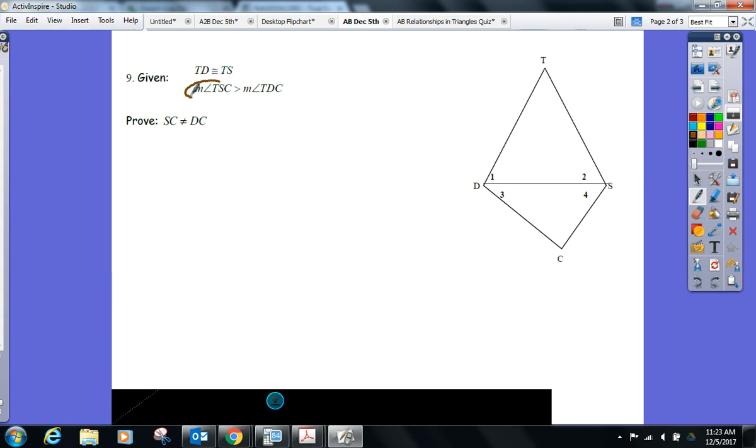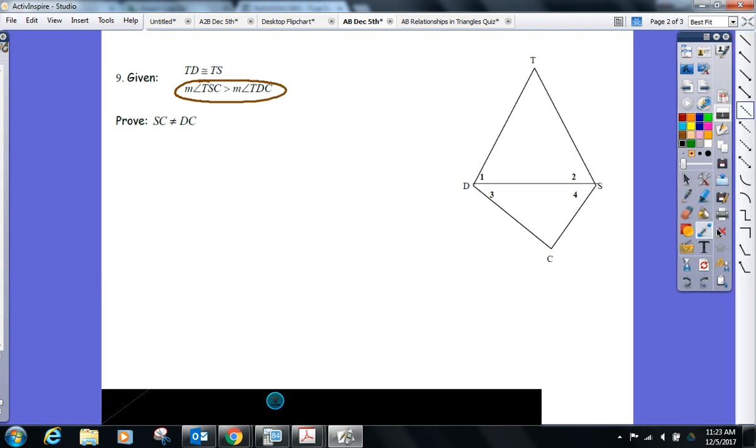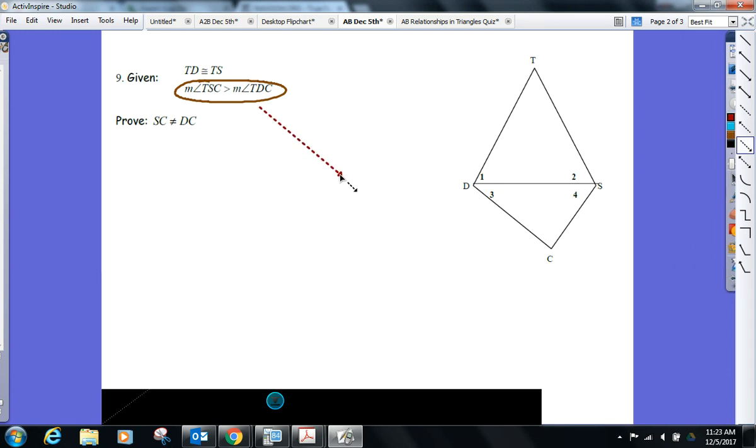Angle TSC is bigger than... Okay, he's absolutely correct. I just wanted to go over this one with you because I want you to know how you're going to contradict it. How would you contradict saying that this angle is bigger than the other one? A lot of people say, oh, just show it less than. I don't know how to do that. But I can show them equal. All right, so you can contradict this by saying that they're equal.